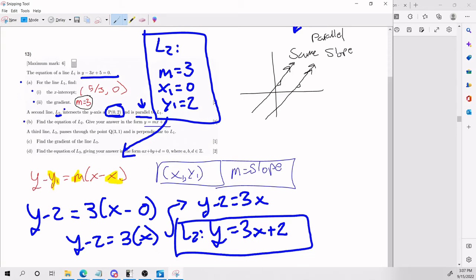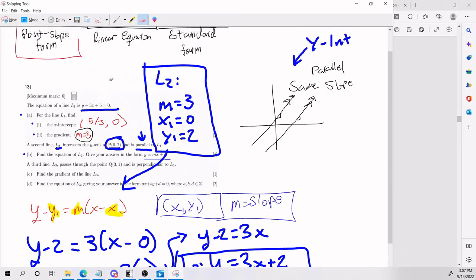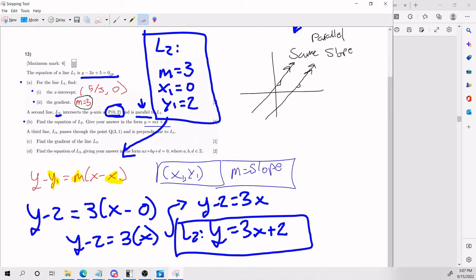Part C: they tell us a third line L3 passes through the point Q(3, 1) and is perpendicular to L1. So now we will have the same process as earlier.